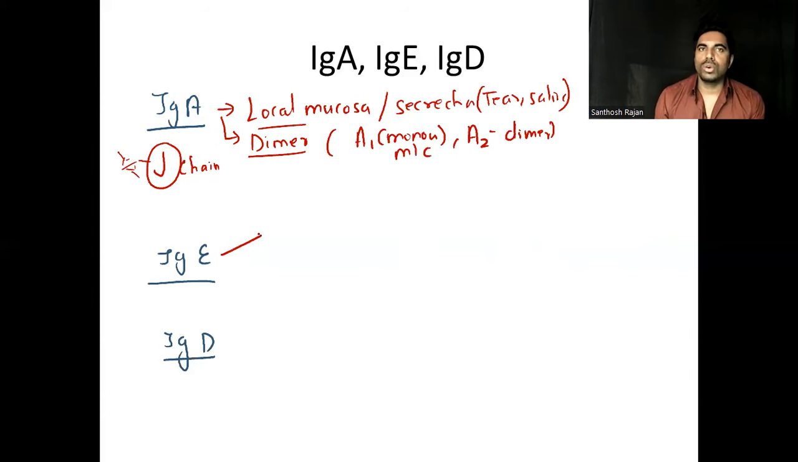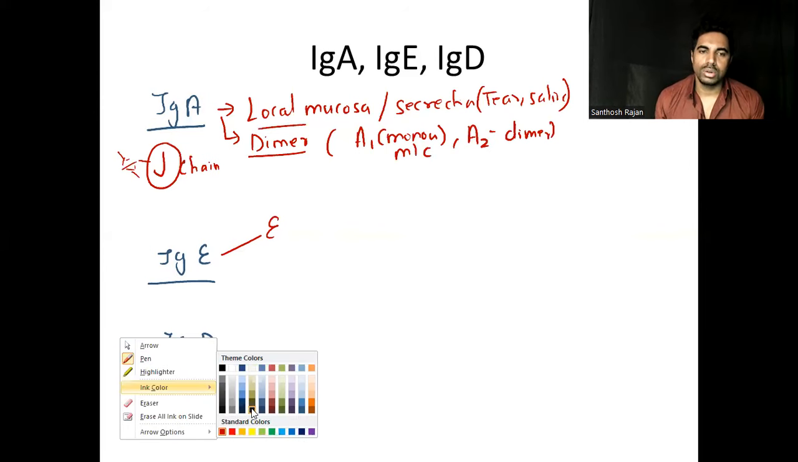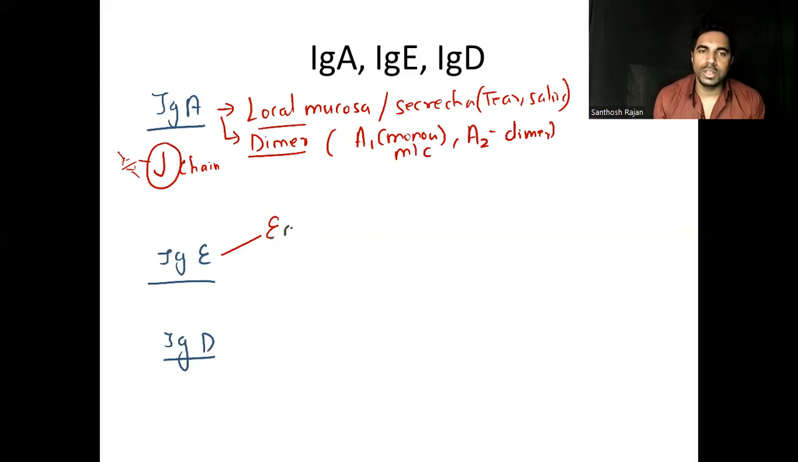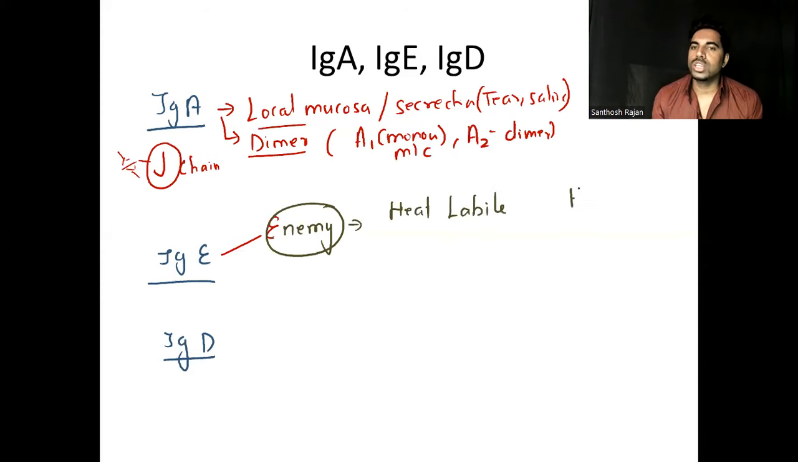E is very important. What are the important things in E? First of all, E is bad. E means, remember, like enemy. E is enemy, enemy is evil, devil. So that means what? It is heat labile. This is the most heat labile antibody. The most heat stable is IgG.